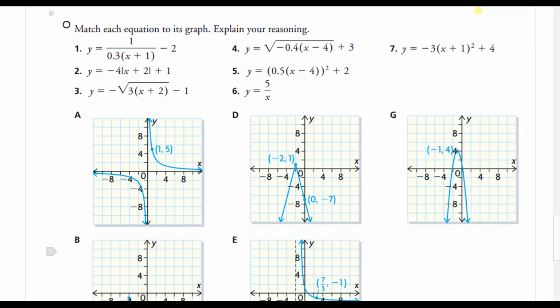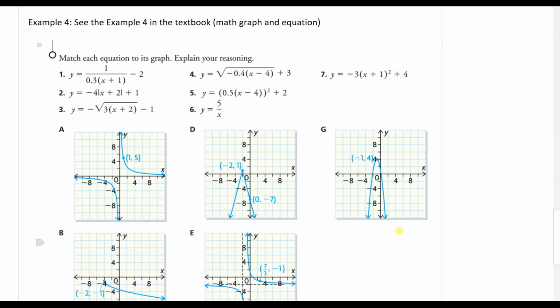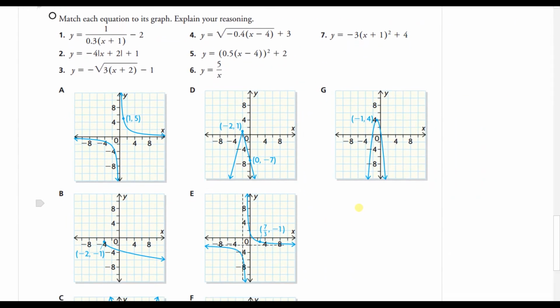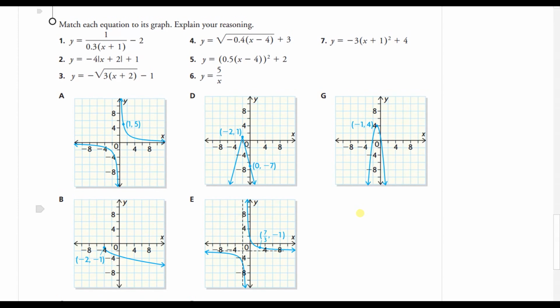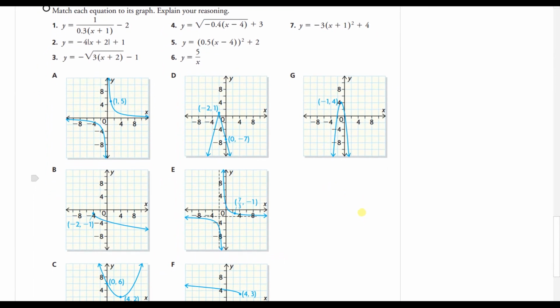Okay, so this example is from the textbook, and it asks you to match the equations and the graphs. Okay, we can't see all the graphs right now. I don't want to pinch it too small yet. So a great way to start to approach a question like this is to consider the parent graphs. So obviously the parent graphs have to be the same if they're going to match.